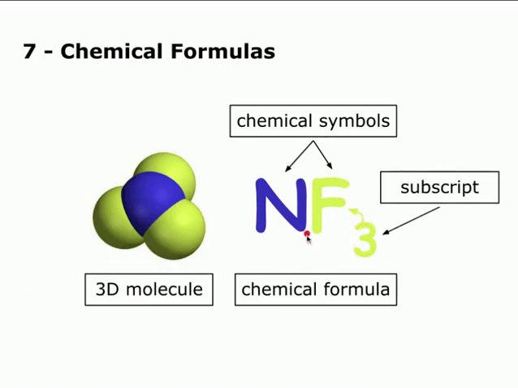A subscript. Now you'll notice not every chemical symbol has a subscript. If it doesn't have a subscript, then we assume that there is only one of them in the molecule. As you can see, no subscript here. That means there's only one of them in the molecule.